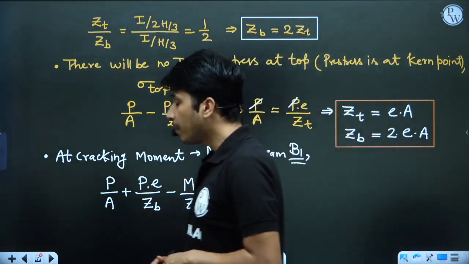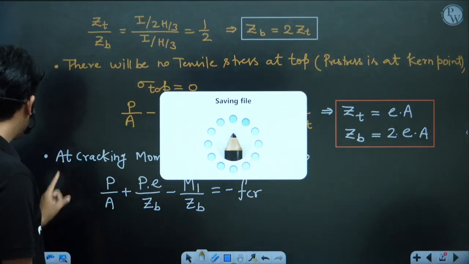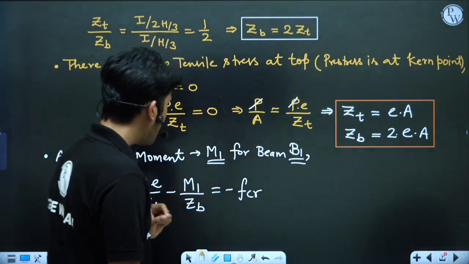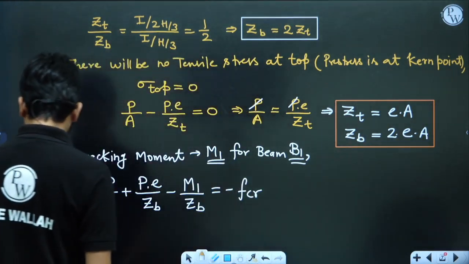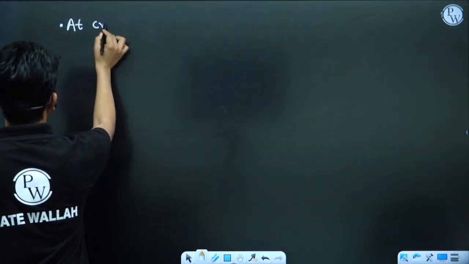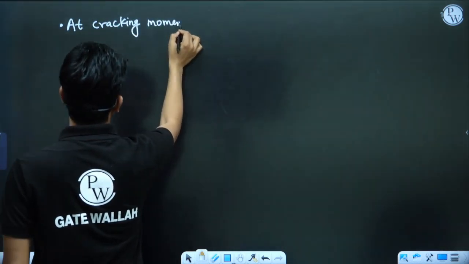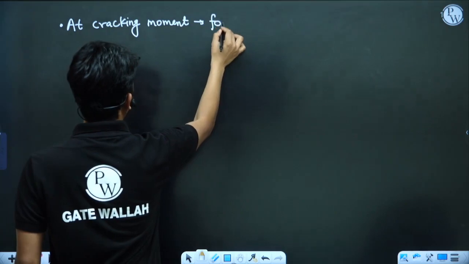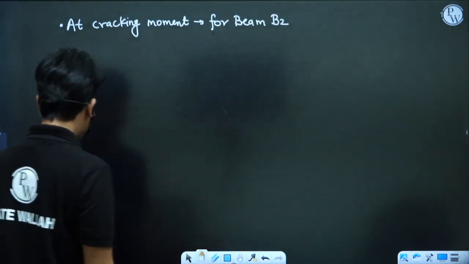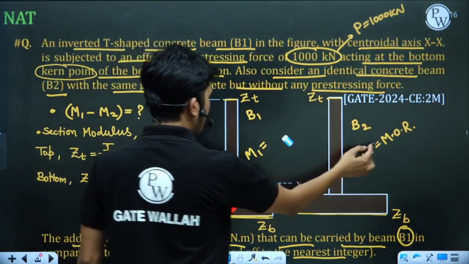And if we talk about beam B2, let me add another page. So at the cracking moment for beam B2, beam B2 has a cracking moment or moment of resistance. We can say it as cracking moment also.